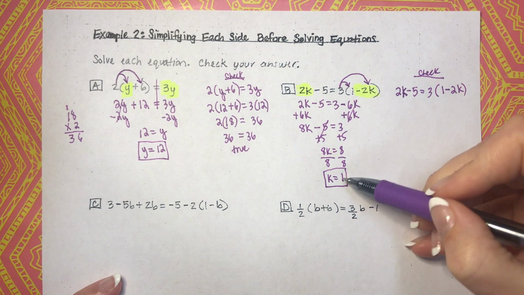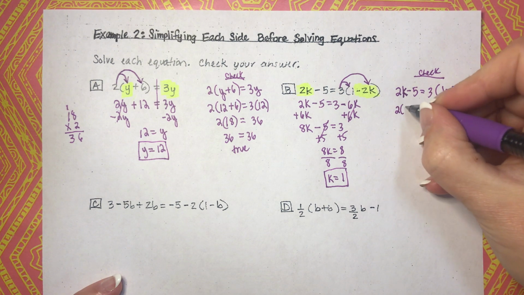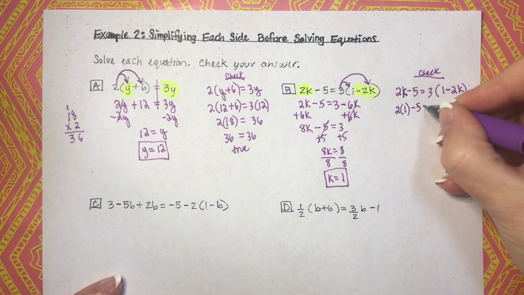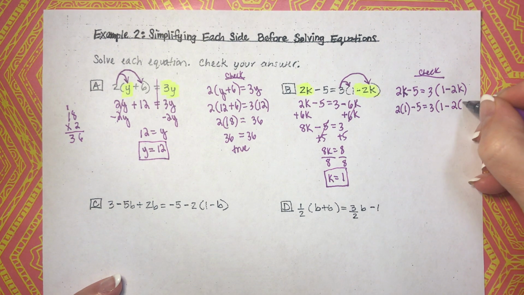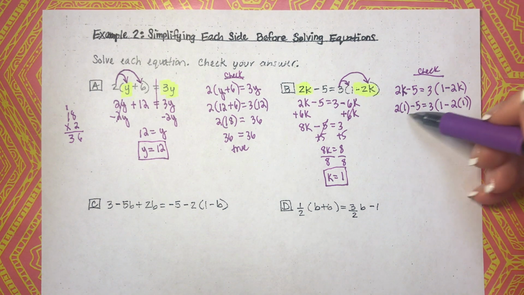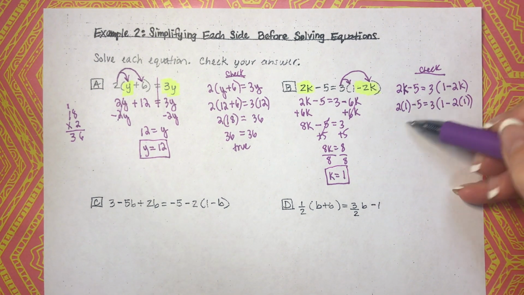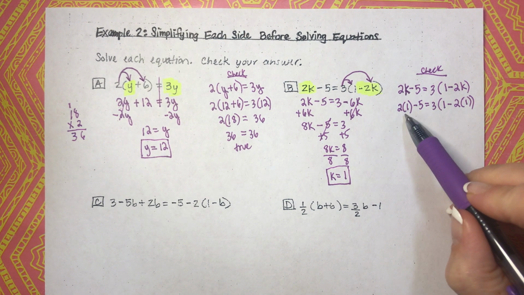All right. And then we're going to substitute that 1 in there for the k. So 2 times 1 minus 5 equals 3 multiplied by the quantity 1 minus 2 times 1. All right, order of operations. We're going to do one side at a time. So over here on this side of the equation, we have multiplication and subtraction. We're going to do the multiplication first.